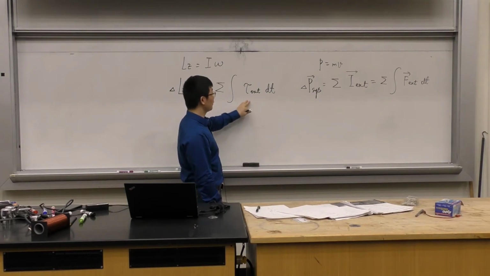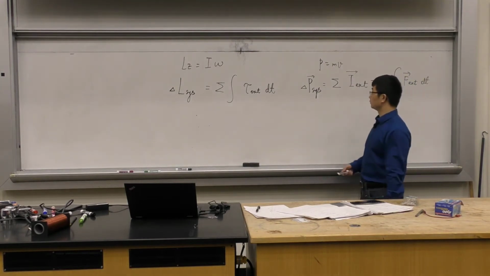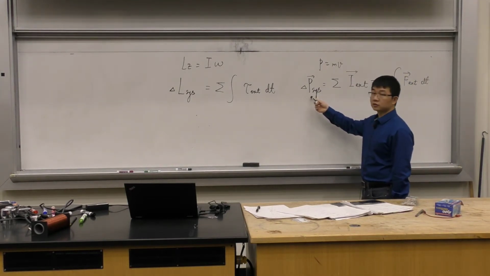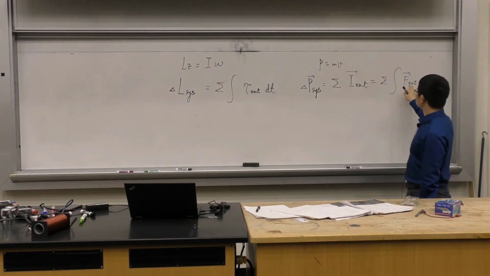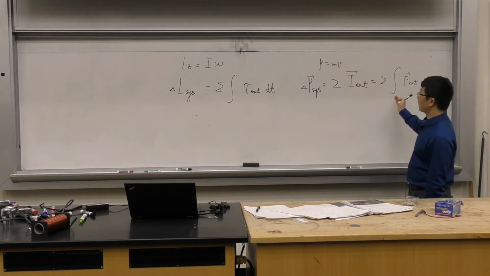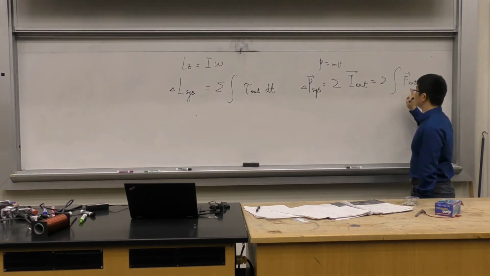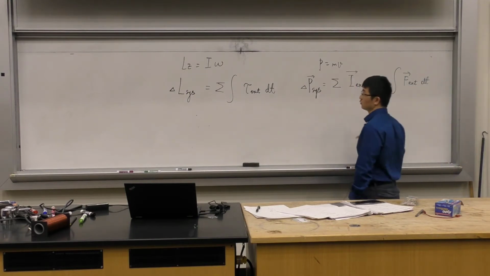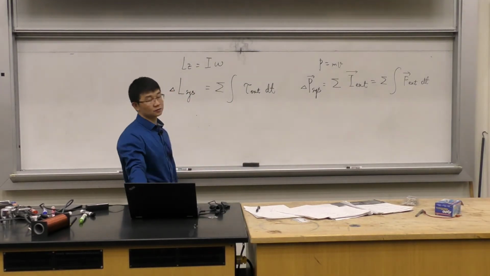Okay, and if this is weird to you, compare that to conservation of linear momentum. Changing momentum of the system equals the sum of all the external impulses. But the impulse is defined as the integral of the force over time. Right? So you see that this thing is just a rotational version of this impulse. The definition is exactly the same, right? The torque is the equivalent of force. So again, everything is consistent. This is a complete and consistent theorem.